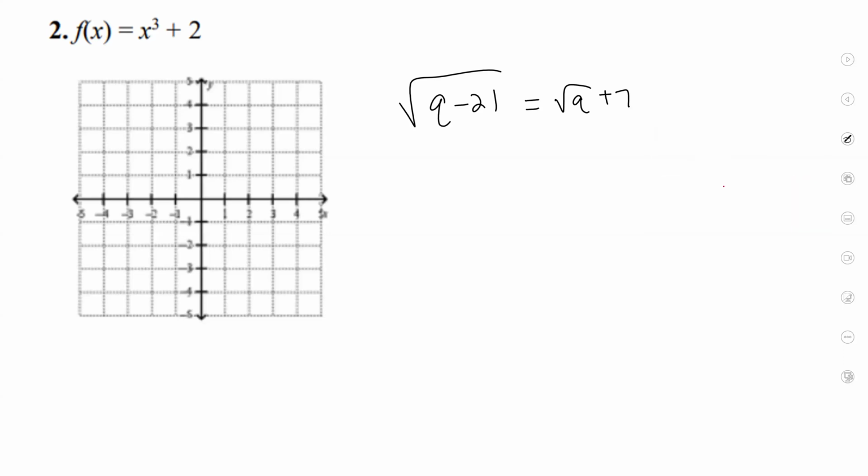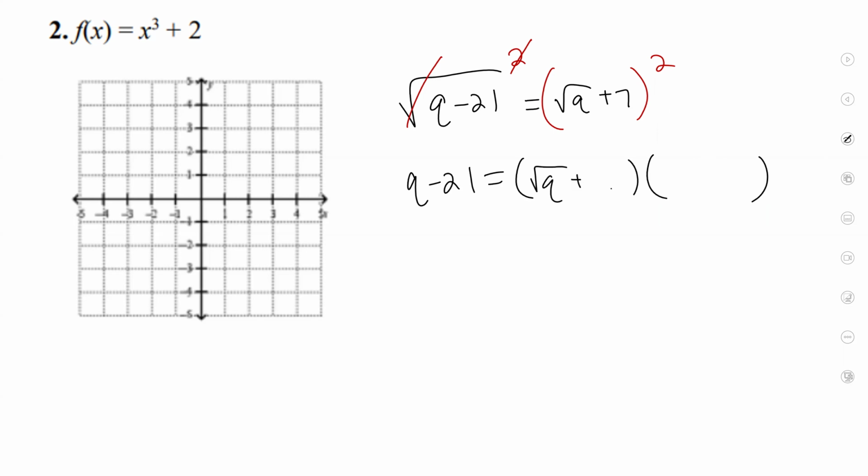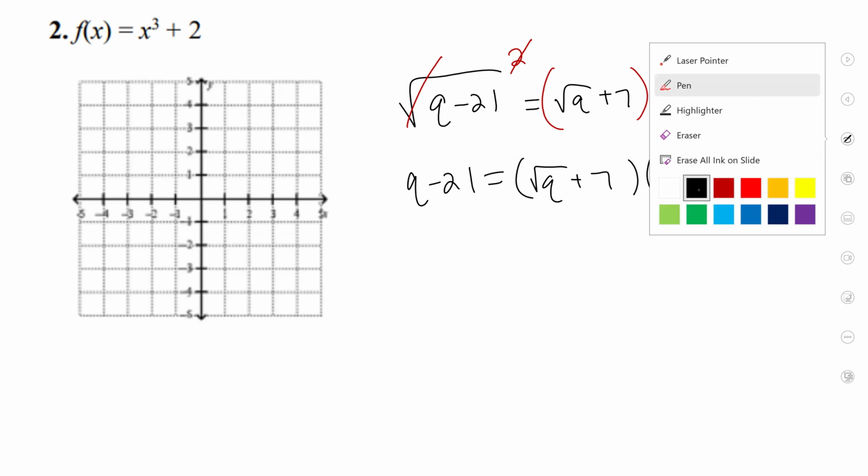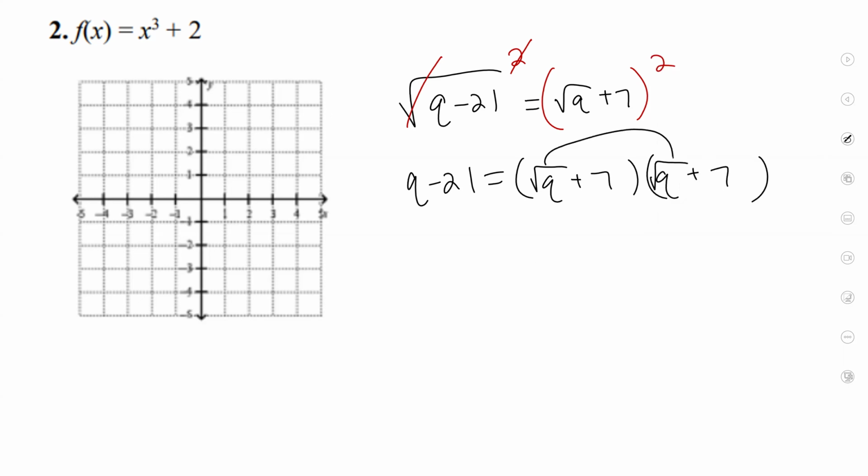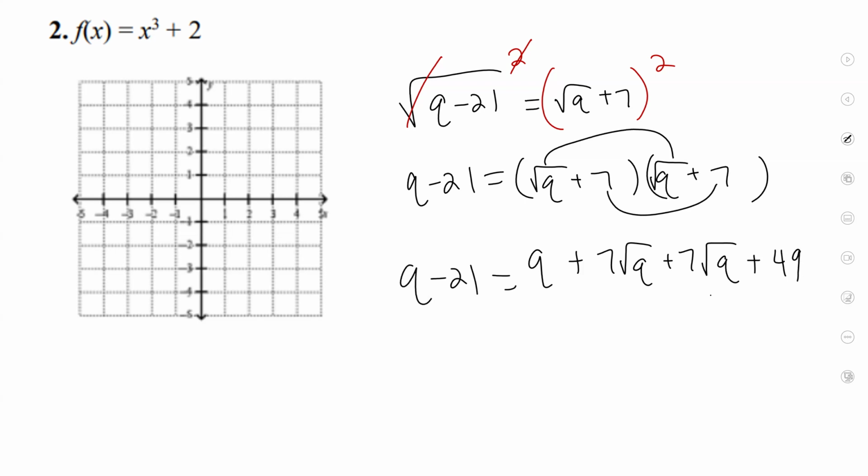So this was a homework question. Solving for Q, first I would square both sides. Square root cancels out with the square. So I'm left with Q minus 21. And I would have this 2 times. Now, if I FOIL, the square root of Q times the square root of Q is just Q. Square root of Q times 7 is just 7 square root Q plus 7 square root Q plus 7 times 7 is 49. Then you can combine the middle. This will be Q minus 21 equals Q plus 14 square root Q plus 49.